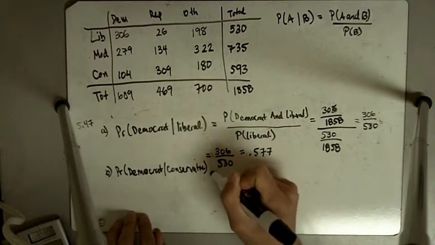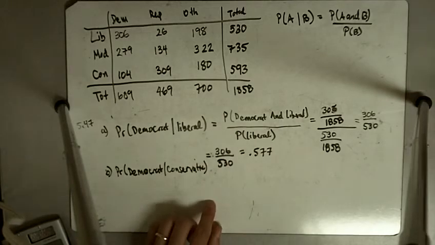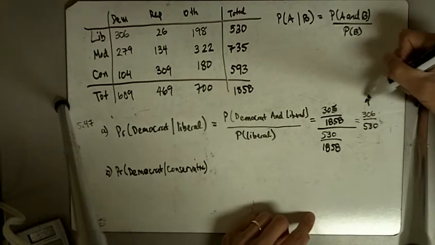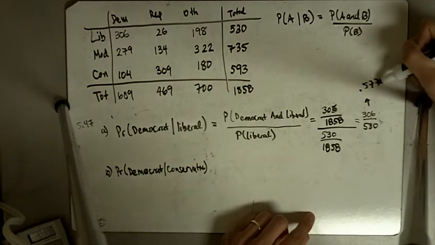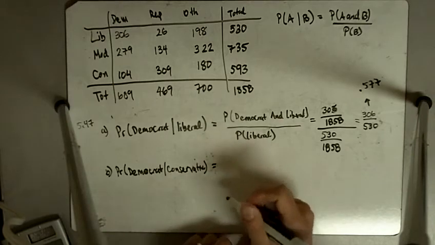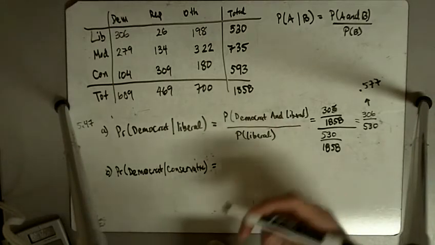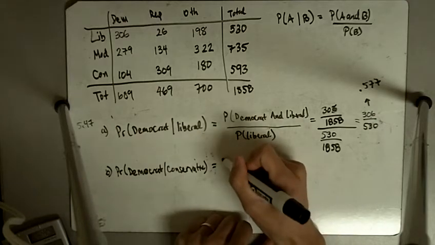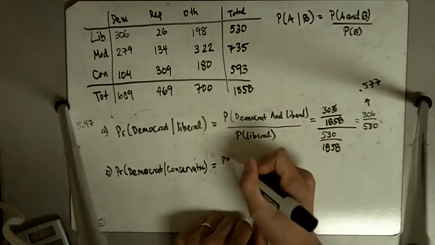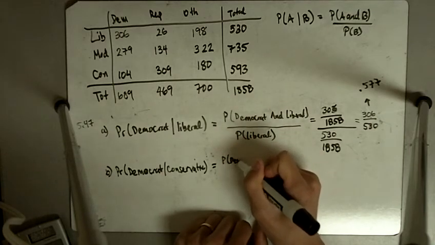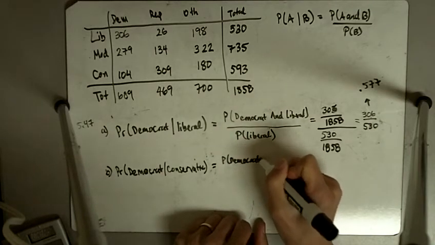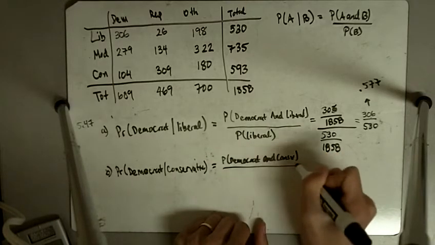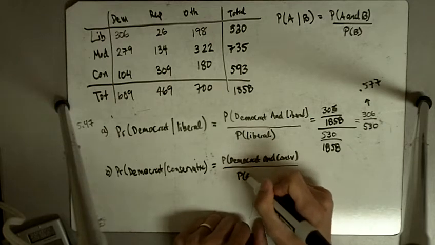Conservative. Okay, so this answer, oops, these two lines are running into each other, so let me just move this. The answer to this was 0.577. This number is probably going to be smaller. If somebody says that he or she is conservative, the probability that he or she is a Democrat is going to be smaller. And again, using the A and B over B form, we do the and part on the top, Democrat and conservative, divided by the given part, probability that someone is conservative.